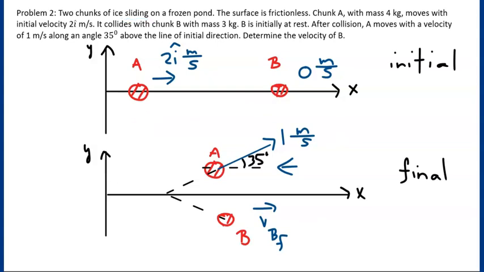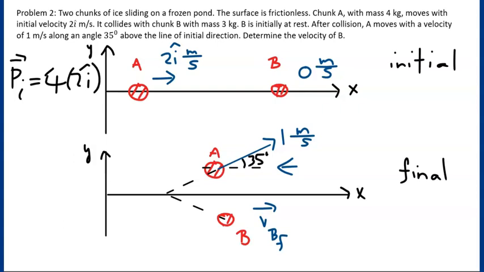So let's first write down the initial momentum of the system before the collision. The momentum is only due to object A, so the mass of object A is 4 kg, and the velocity is 2 i hat.